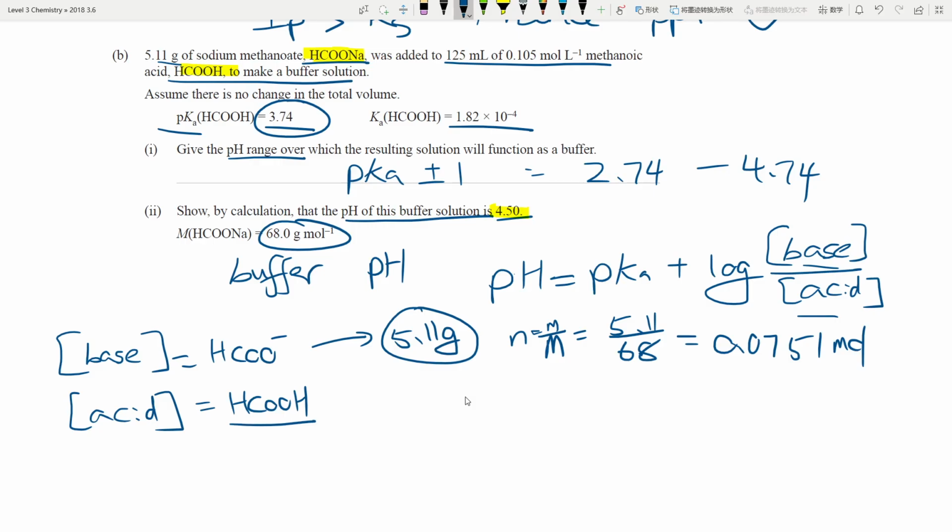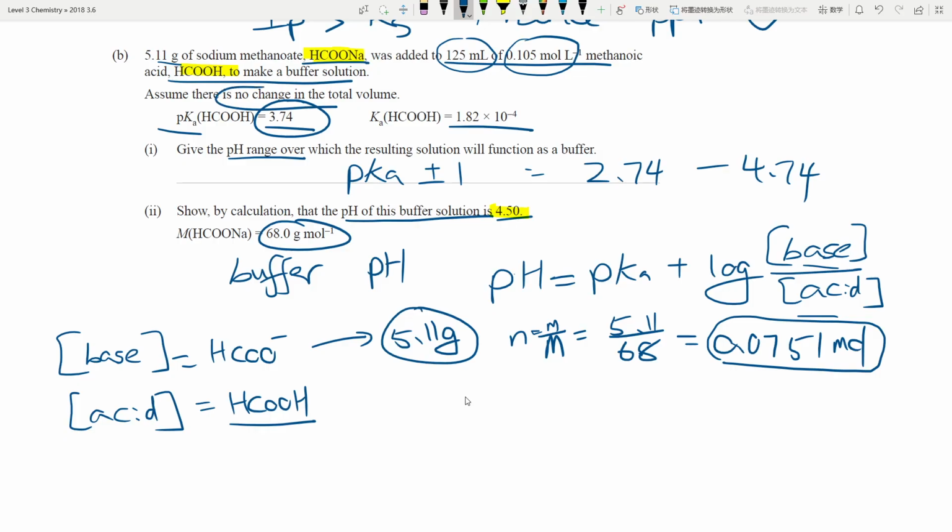So that's the moles. Let's look at this HCOOH. So this is right here. I got 125 mL of 0.105 moles per liter. Now you can do this in two ways. No, let's not do that. Let's just stick with the easier method. If I got the moles here, we need the concentration, don't we? Because this concentration is already given. The HCOOH concentration is already given. So how do we figure out the concentration from the moles?